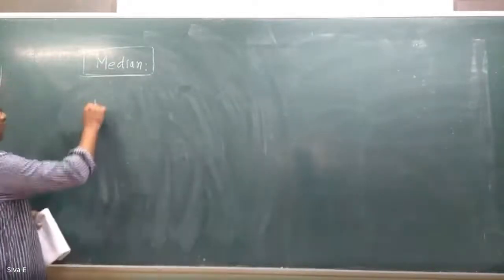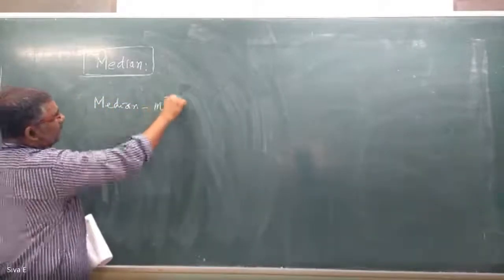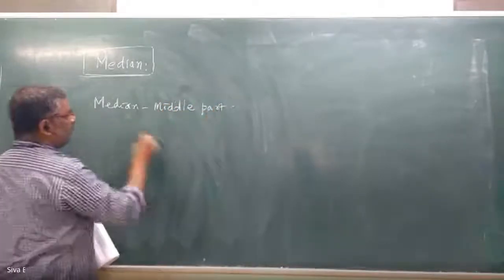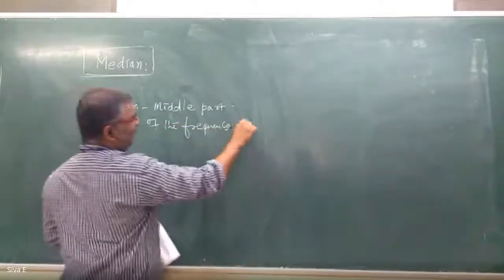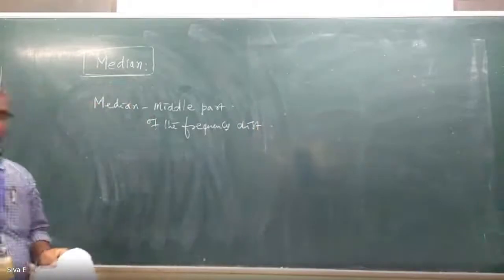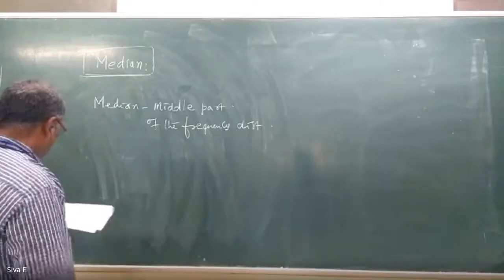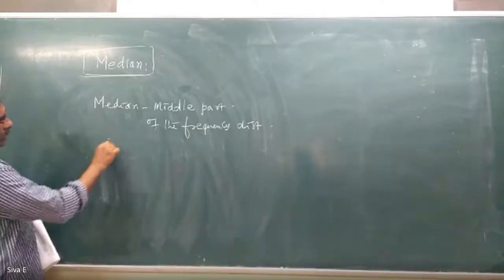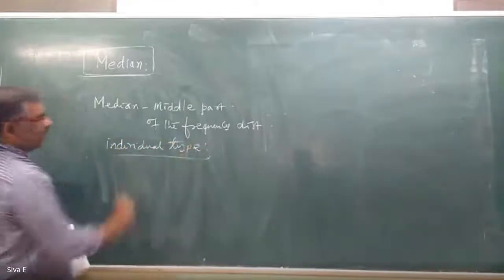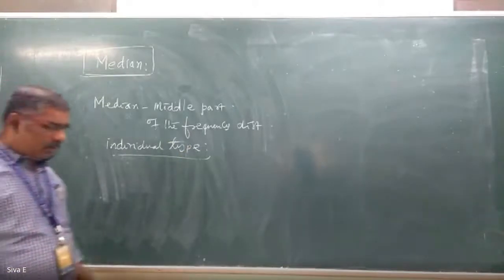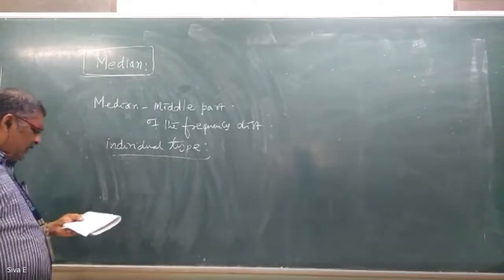Usually the median is the middle part of the frequency distribution, the middle value of the frequency distribution. So first we will compute the median for the individual type data. For the individual type data, how to find the median? Write the example.